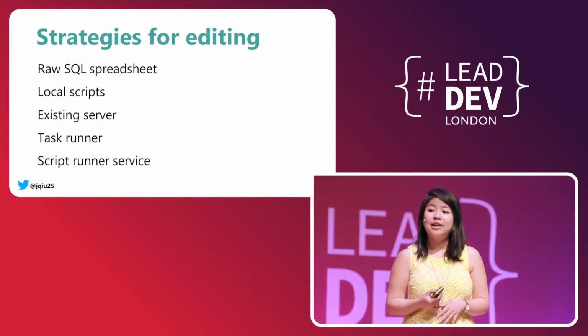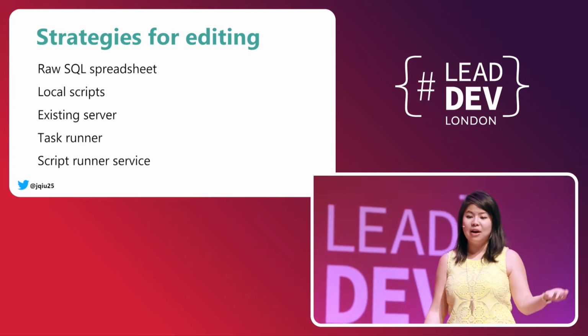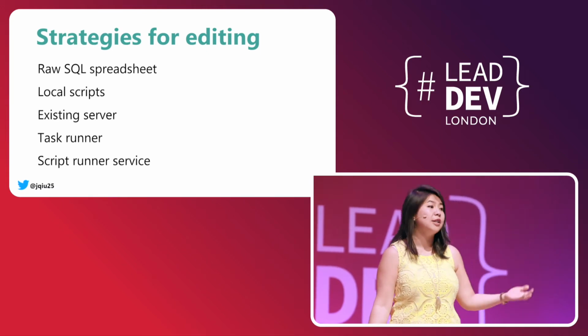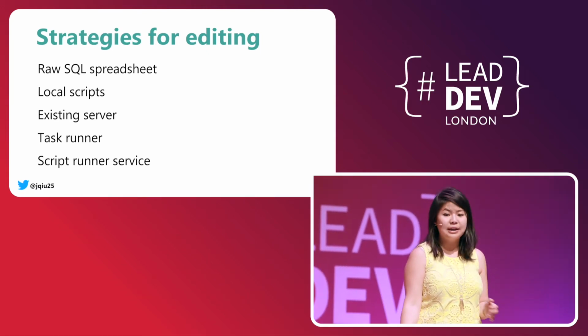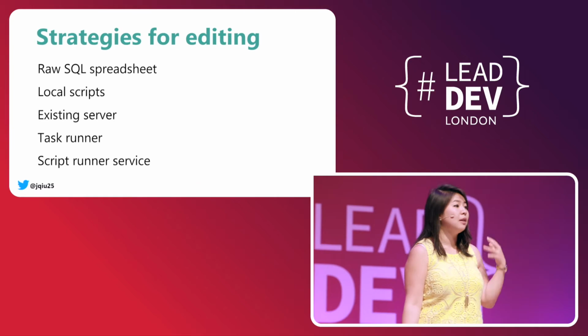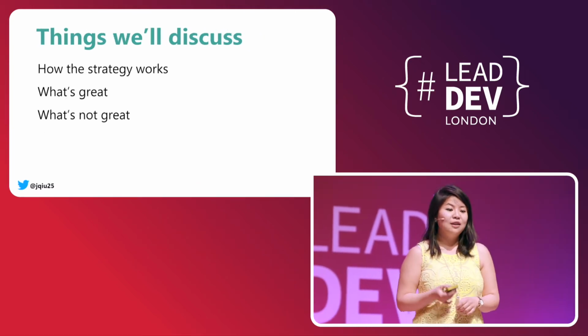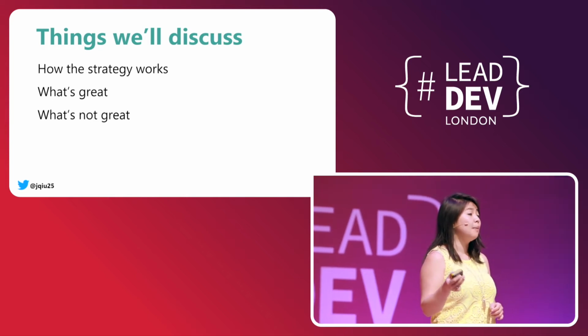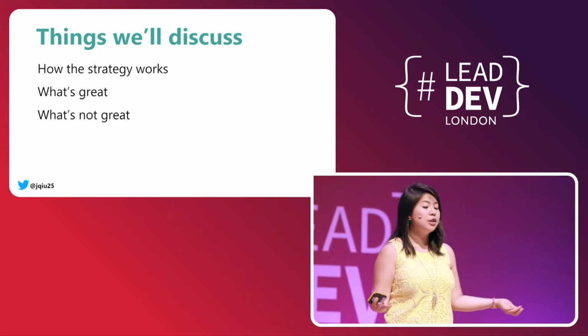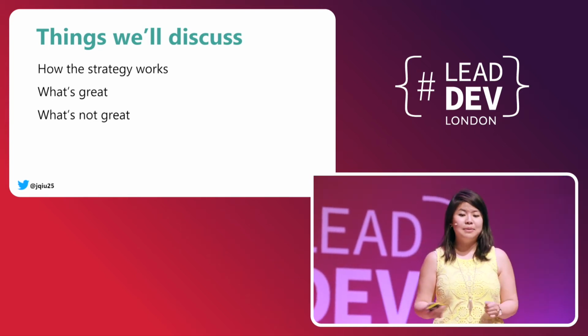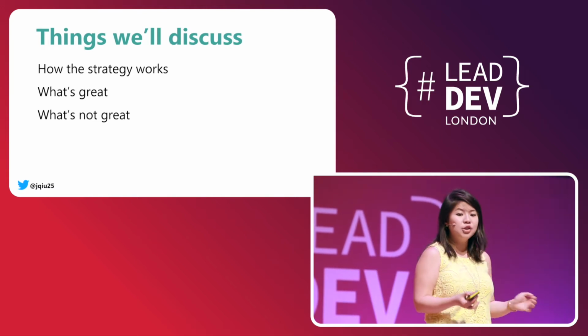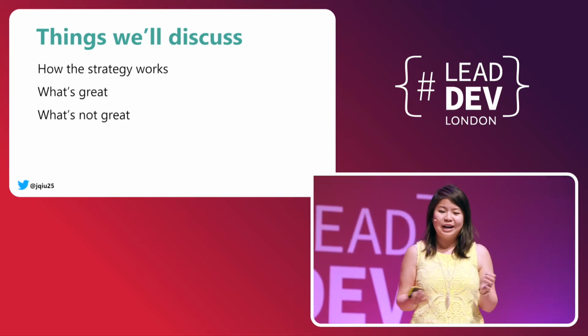We'll walk through the strategies in order of the amount of upfront effort it takes for the strategy to be implemented at your organization. And we'll also talk about the benefits that you receive in exchange for this effort. For each strategy, we'll talk about 3 things: how this strategy works and an example of how to implement it, what's great about the strategy, and also what's not so great.